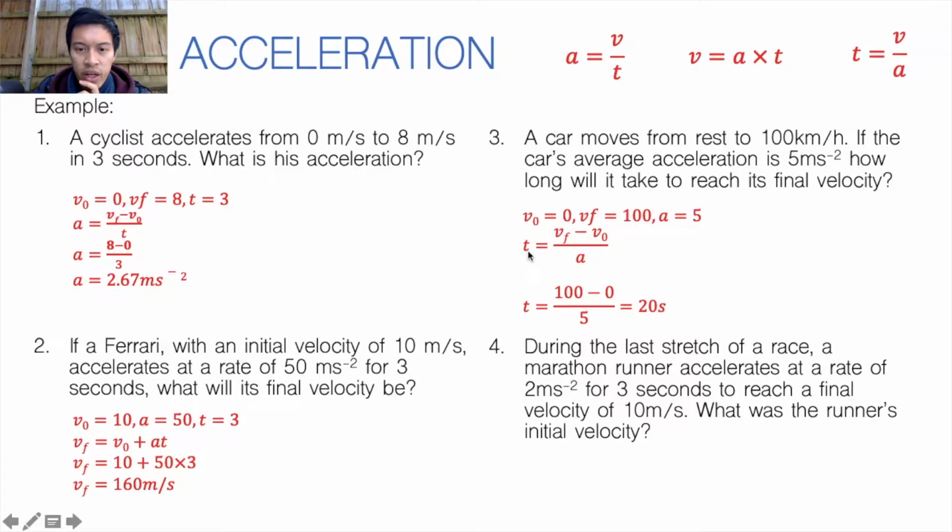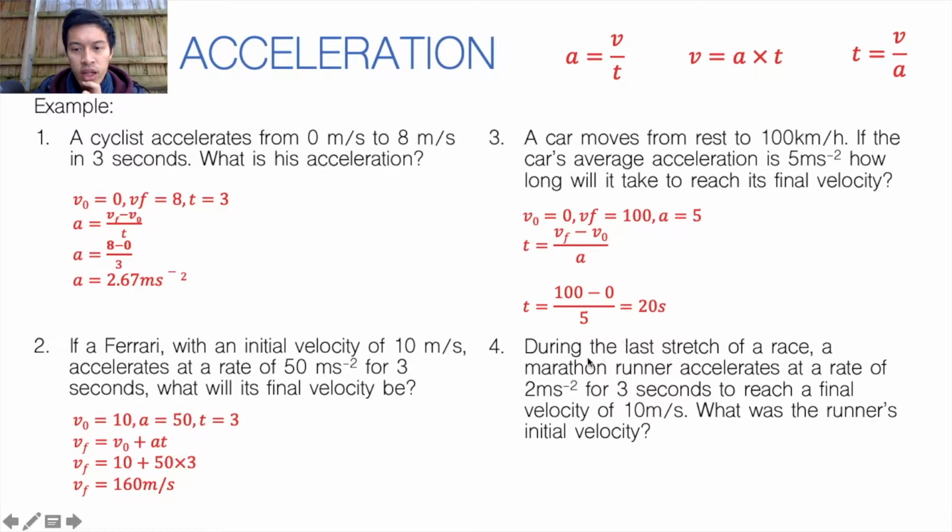So T would equal VF, which is 27 minus 0 divided by 5, which should give me a little under 5.5 seconds. So the answer here is actually incorrect. It's not 20 seconds, it's about 5.5 seconds.